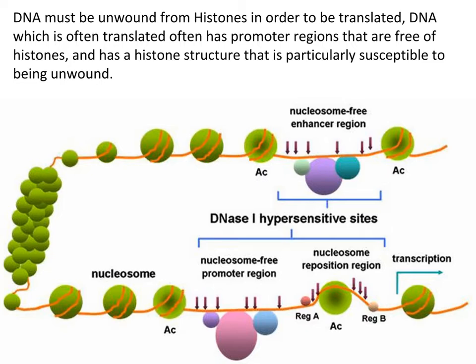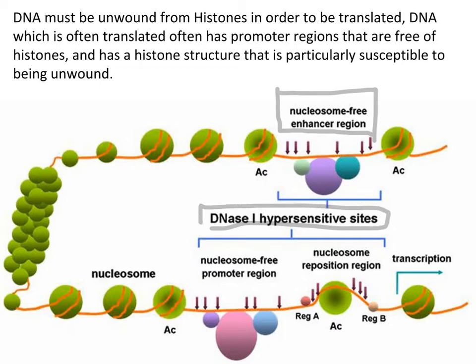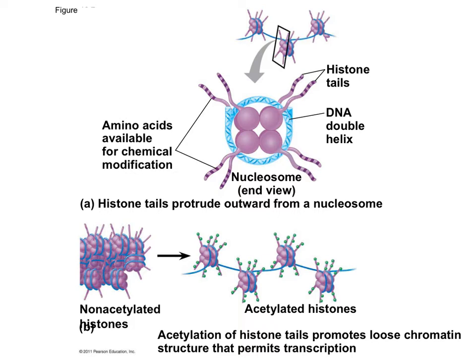This is important because DNA cannot be transcribed or replicated, for that matter, unless it is unwound from the histones. So there are some areas of DNA that are permanently unwound from histones, and these are enhanced regions. And there are some areas of DNA that are very easily unwound from histones, and these are hypersensitive regions. So as you may imagine, these are going to code for proteins that you need every day.